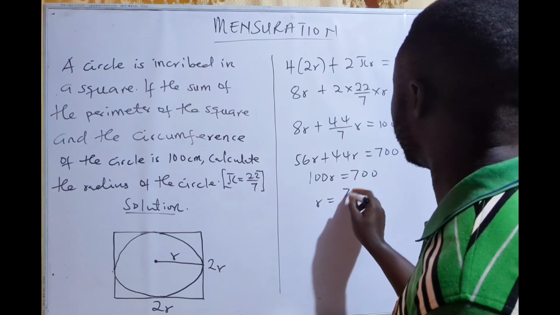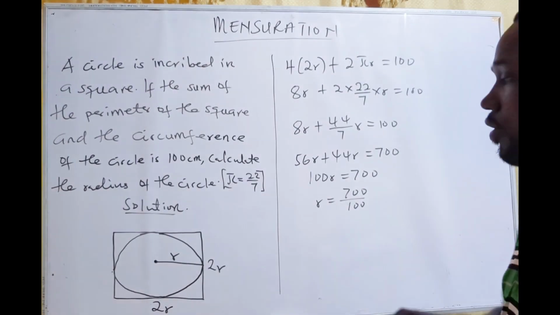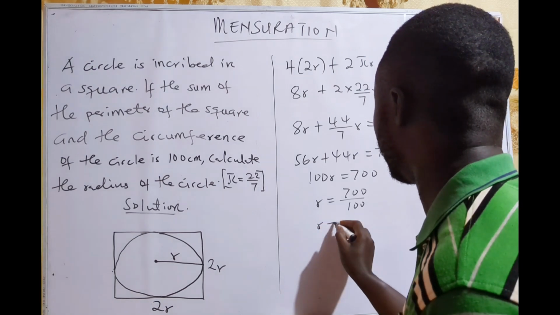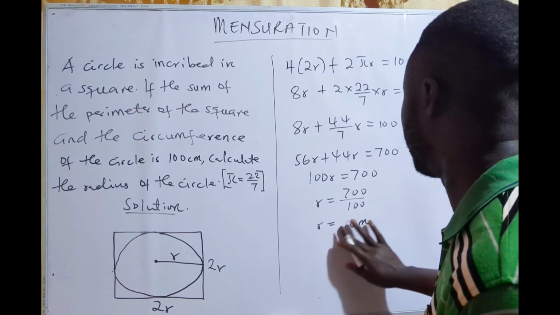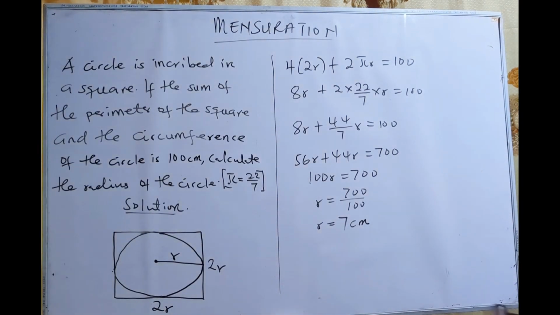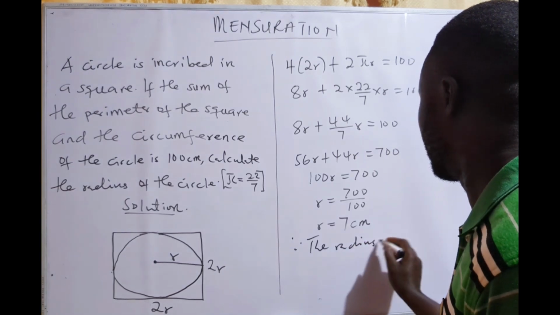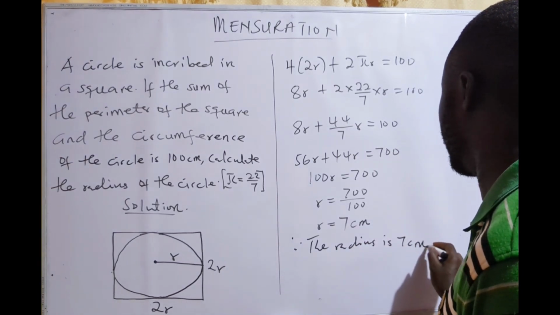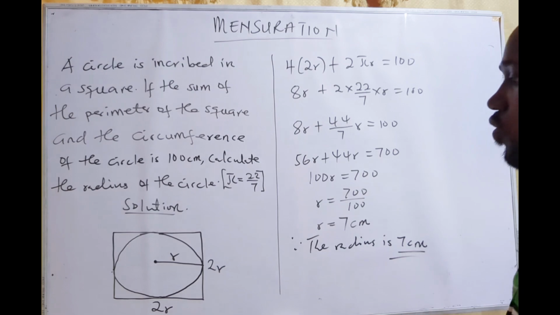Now r is equal to 700 over 100. What is 700 over 100? That is 7. So my radius is 7 centimeters. Therefore, the radius of the circle is 7 centimeters. You see, it is so simple. This is the beauty of mathematics.